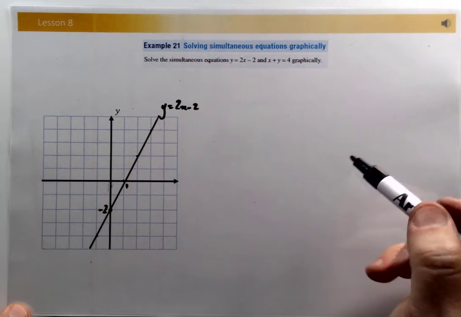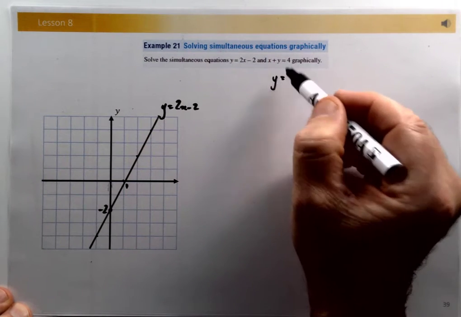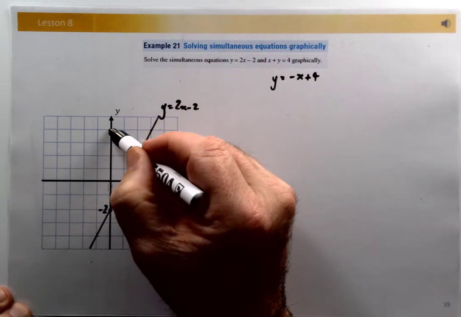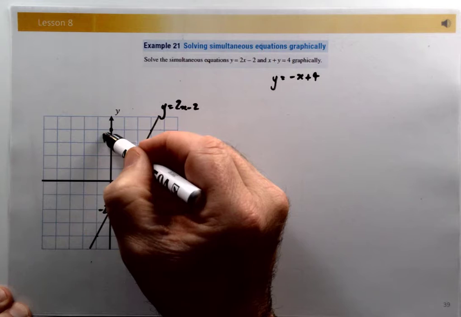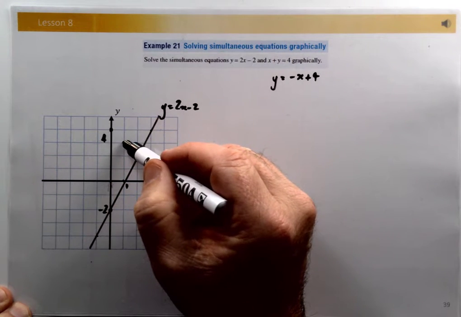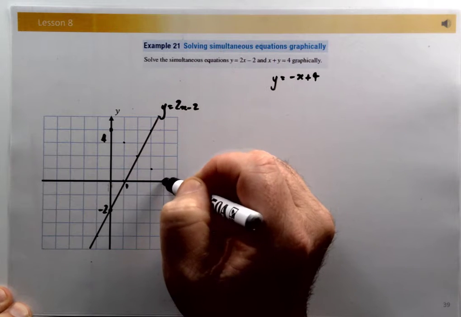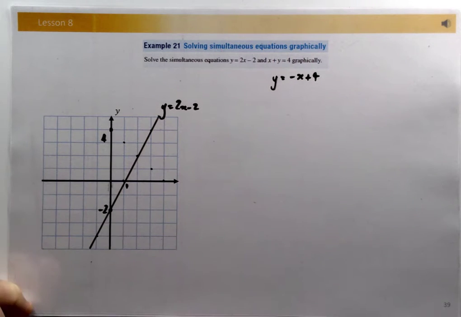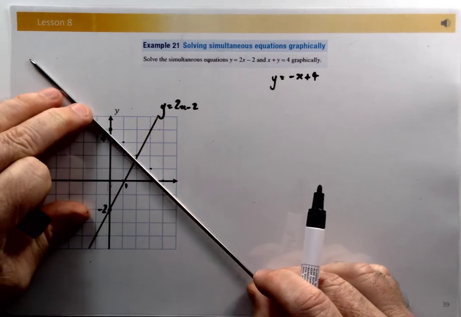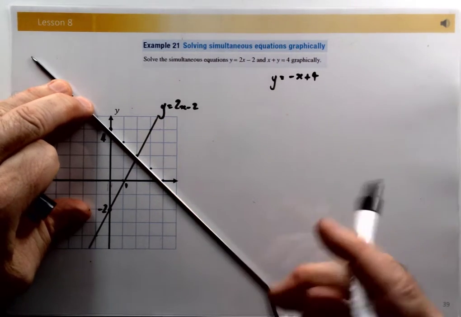Okay, x plus y equals 4. Again, you can rearrange that by moving the x to the other side. So it's going to cut up here at 4. It's got a gradient of minus 1, so each square you go across to the right, you're going to drop by 1. So look, at a glance I can see that's going to be the point of intersection, but let's go through and graph it again. See if I can get it a little bit better than last time.